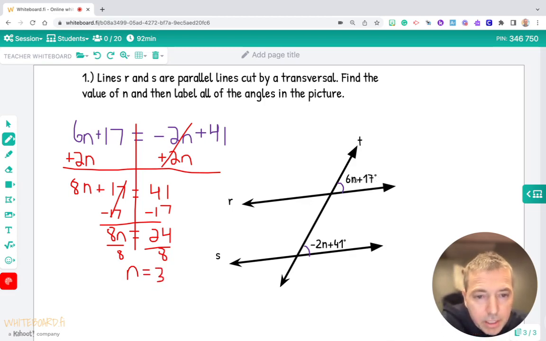So we're not done now. We know that this says 6 times n. Well, we know n. It's 3, right? So 6 times 3 plus 17 equals 35 degrees. And then negative 2 times 3 is negative 6, and negative 6 plus 41, well, that's also 35 degrees. So that's what we wanted to happen. They're equal, so we wanted them to come out the same, and they did. So again, all the acute angles in this picture are going to be 35 degrees.